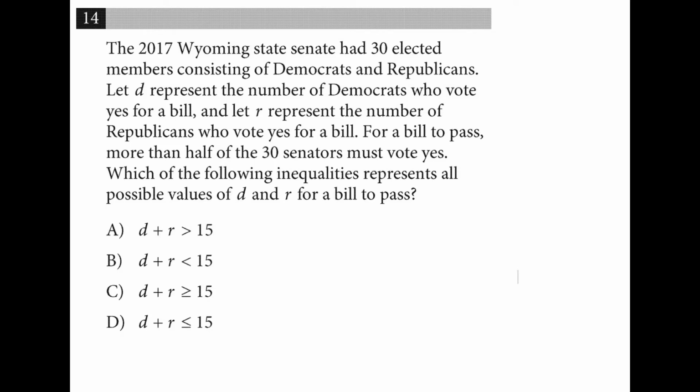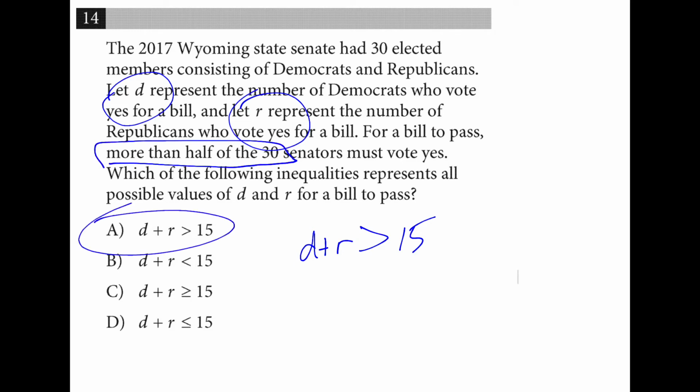Wyoming State Senate had 30 elected members, and for a bill to pass, more than half must vote yes. So D is the Democrats voting yes, and R is the Republicans voting yes. So as long as the sum of those two is more than half, it can't be greater than or equal to, it has to be more than. The answer is A.